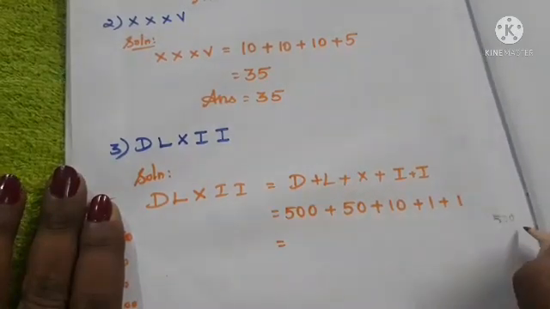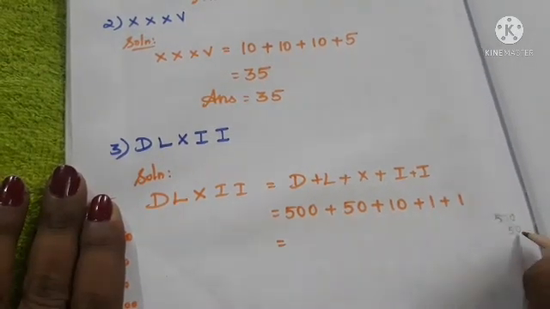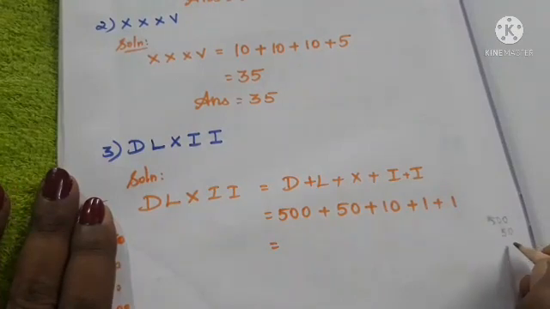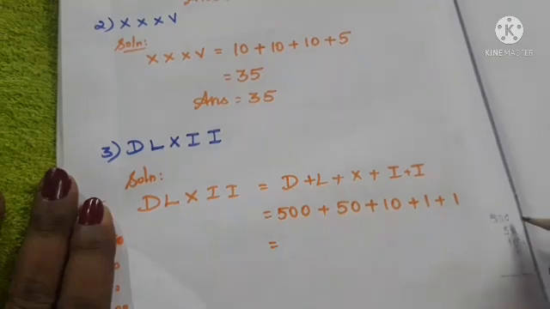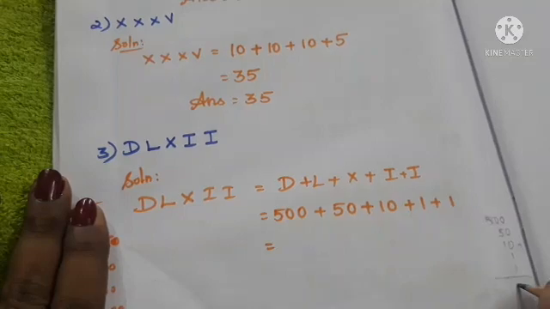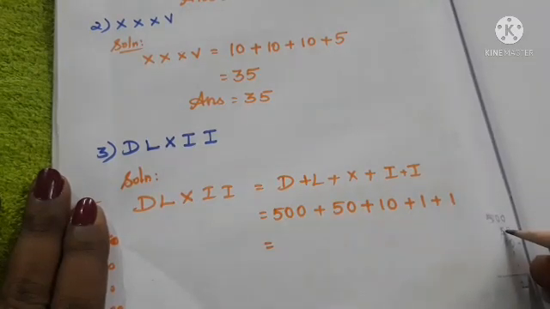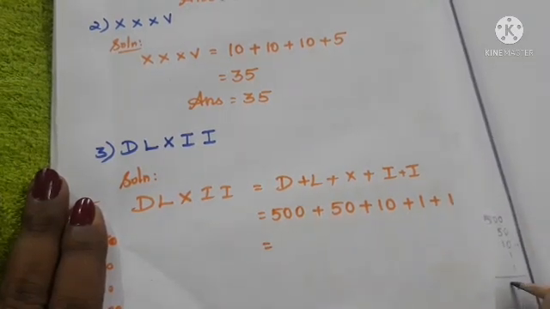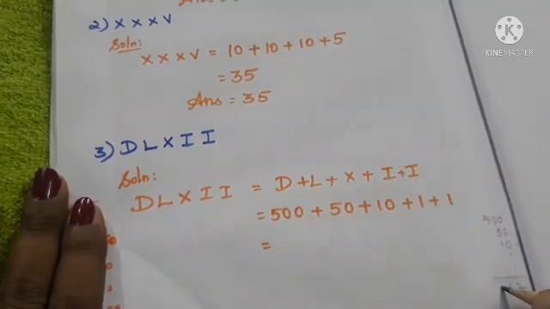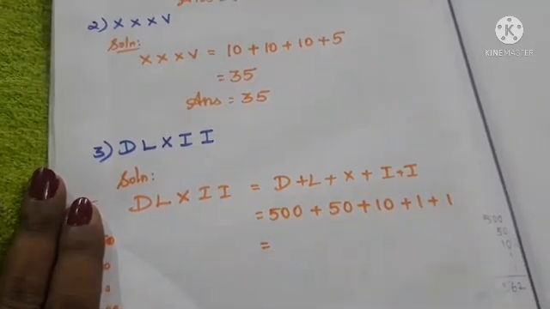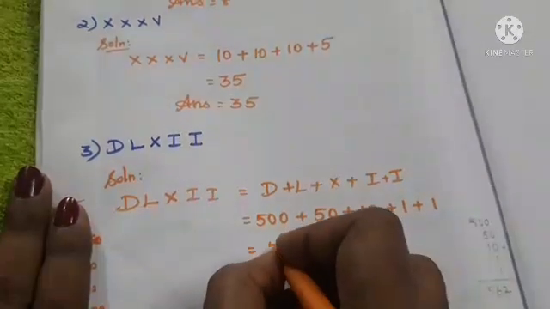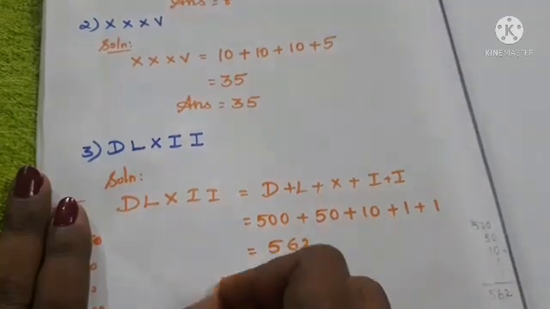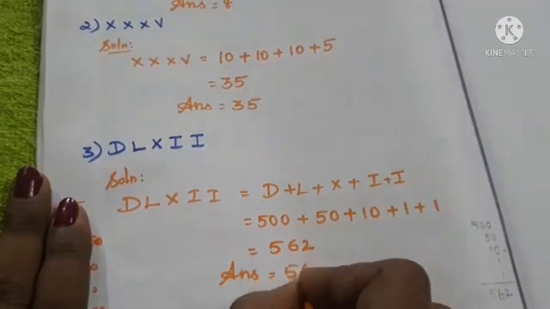So 500, next 050, then 010, 01, 01. Always you have to write from the ones place only. So 0 plus 0 plus 0 plus 1 plus 1 is 2. Next 0 plus 5 plus 1 is 6. Then 5. So our answer is 562. We can write answer is equal to 562.